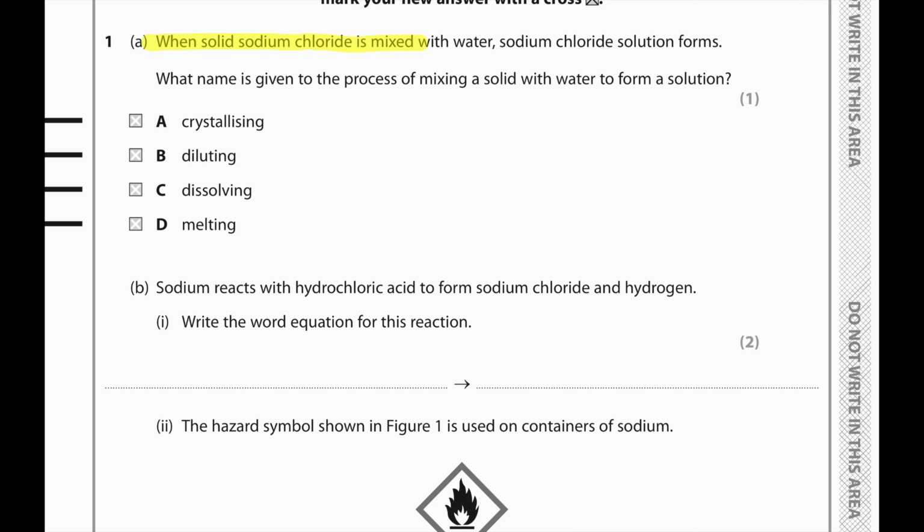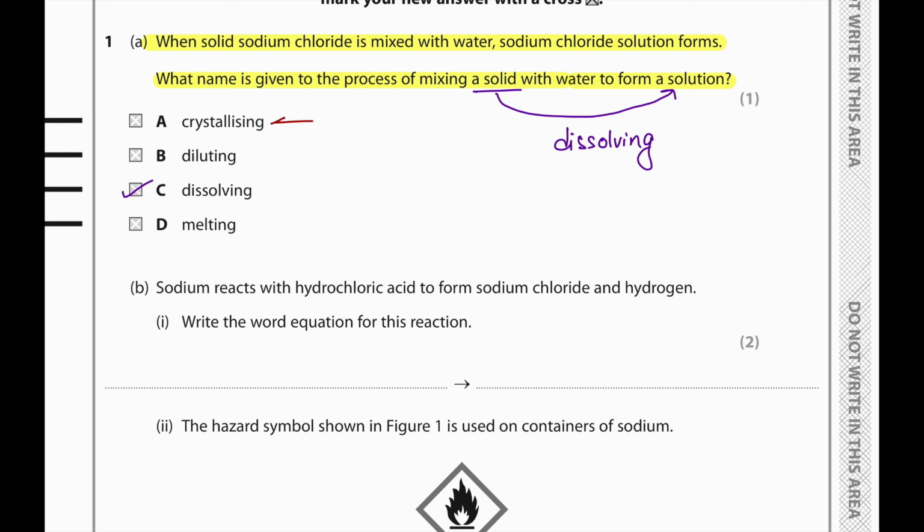When solid sodium chloride is mixed with water, sodium chloride solution forms. What name is given to the process of mixing a solid with water to form a solution? Now, mixing a solid that is going to dissolve in water to form a solution should be dissolving. So C is the correct answer. Now let's see the other options.